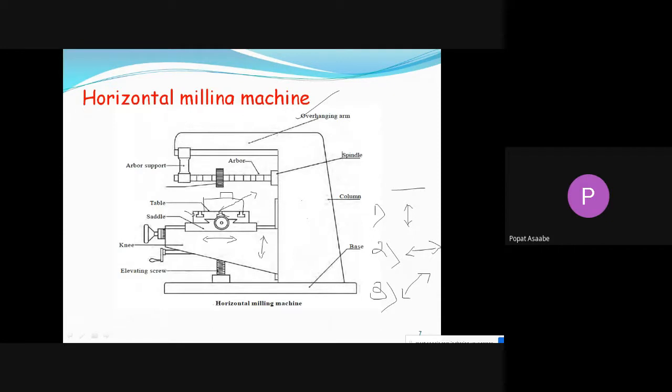Here the arbor milling cutter is mounted. When we give the supply to the machine, the electrical motor starts and gives power to the spindle. The spindle starts to rotate, and along with the spindle the arbor rotates, and along with the arbor the cutter rotates. Once the cutter is rotating, we give the feed to the table, that is, the workpiece against the cutter, and the cutter removes the material from the workpiece. In this manner the horizontal milling machine works.